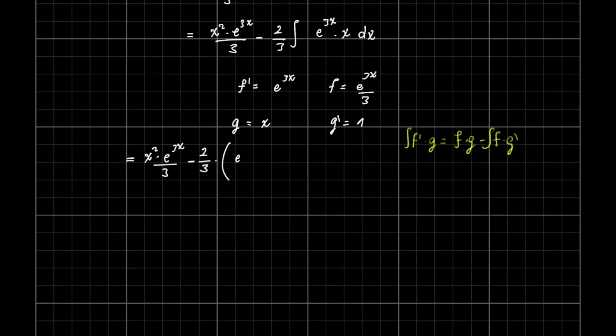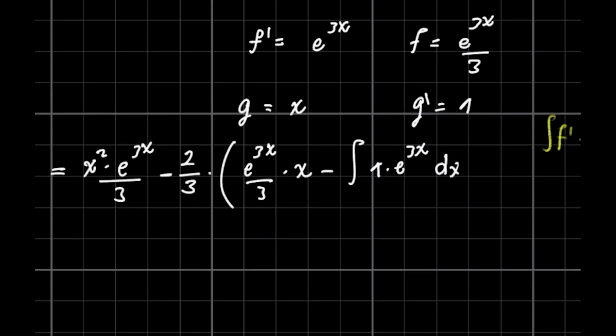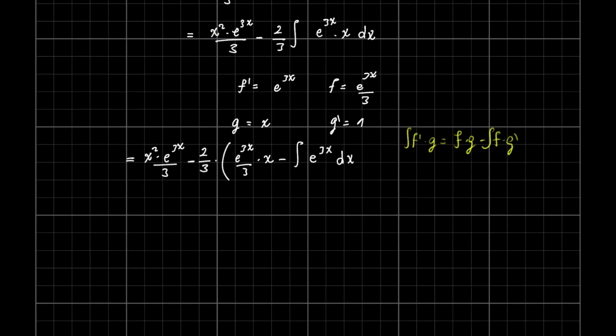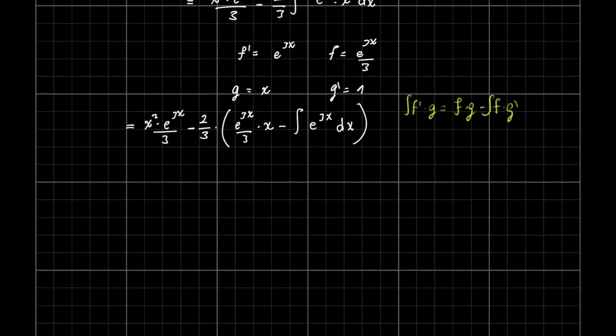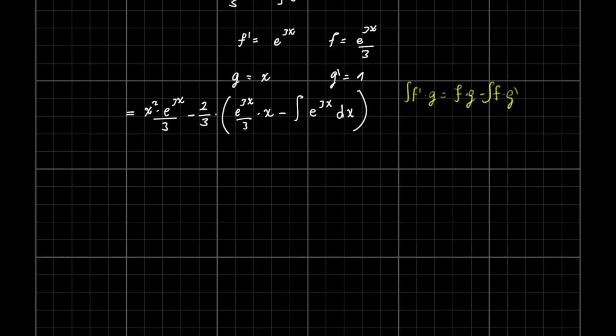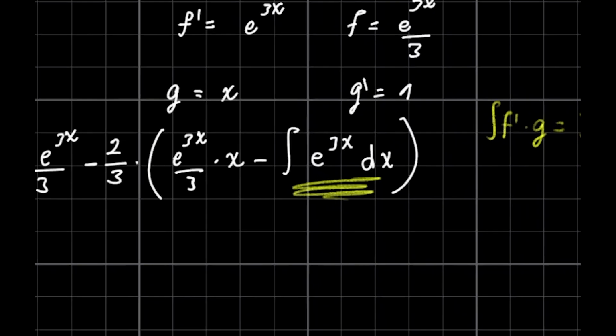e to the power of 3x over 3 times x minus the integral of 1 times e to the power of 3x dx. And 1 times e to the power of 3x is just going to give me e to the power of 3x. And therefore I'm pretty much done. All I need to do is solve this integral right here. And I've already solved this a lot of times. This is going to give me e to the power of 3x over 3.